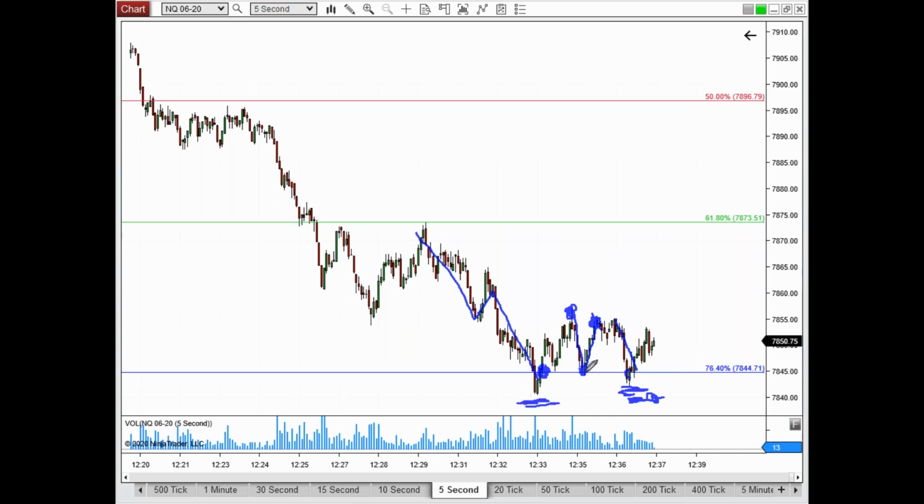So original stop would be here. You would not move it here because it's only one pullback. But after the second pullback, you can move your stop up there. And then if this holds here, you can move it up even tighter. Okay, let me show you that gold quick, and then we're going to go to some of those charts that you guys are posting here.